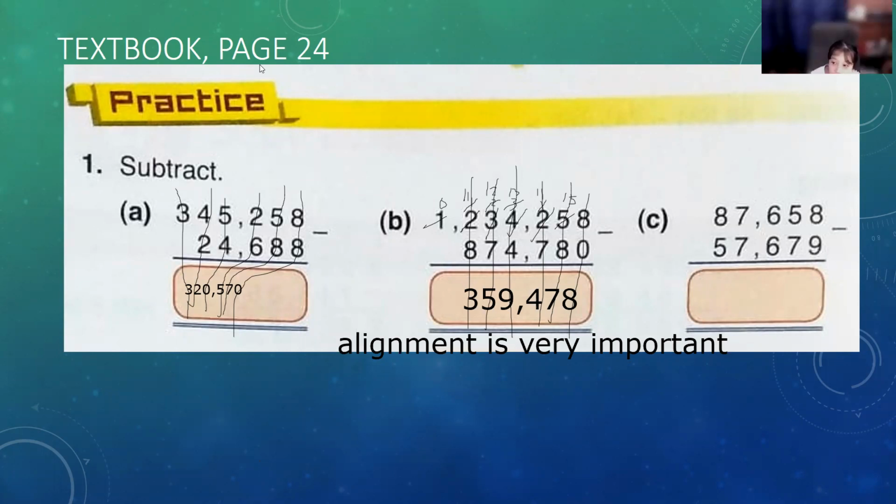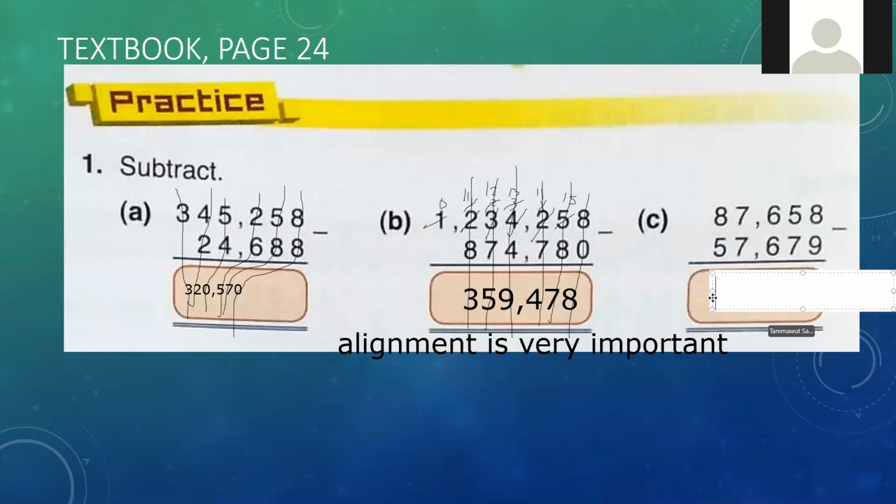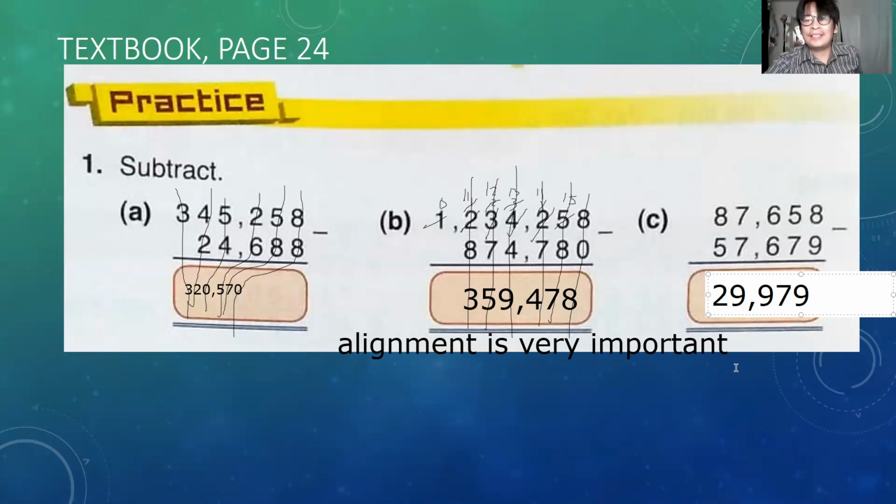Gino. Okay, Gino. Gino, what is your answer for letter C? 29,979. Okay, let me write it. You said 39, not 29? 29,979. Very good. Okay, that's the difference. So A, B, C.